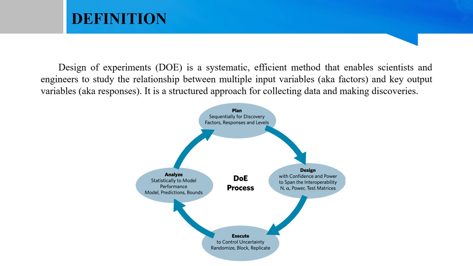So this is the example for an experiment. In conducting an experiment, there are four processes of design of experiment, that is, four phases. The first phase is planning an experiment, the second phase is designing an experiment, the third phase is executing an experiment, and the fourth phase is analyzing an experiment.